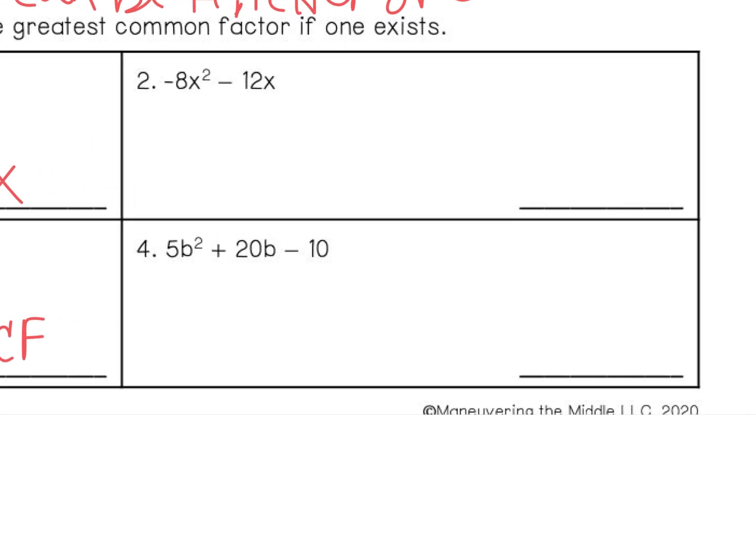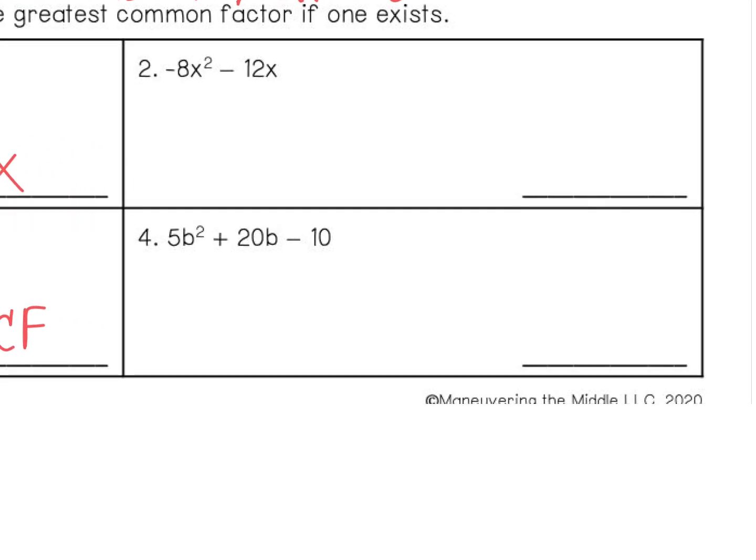Looking at number 2, what do we think here? 4, okay? And x. Now, we can write 4x. I want you to be aware these are both negative. So technically, you could also write a negative 4x, okay? It just kind of depends. I would take both answers because technically they're both right, okay?